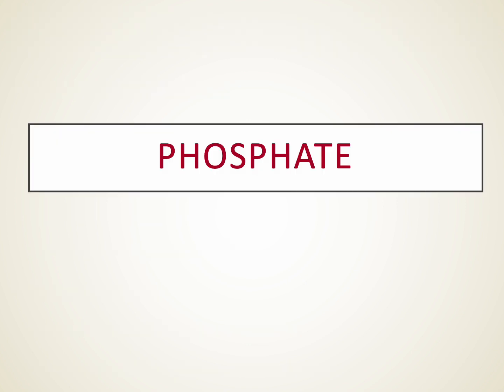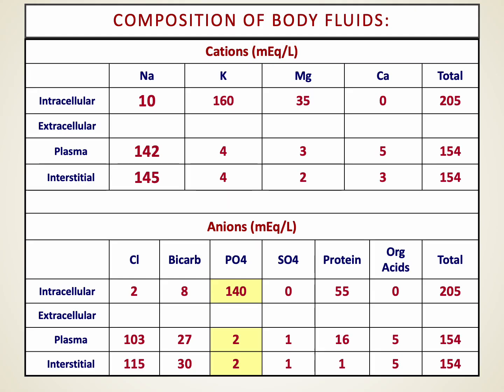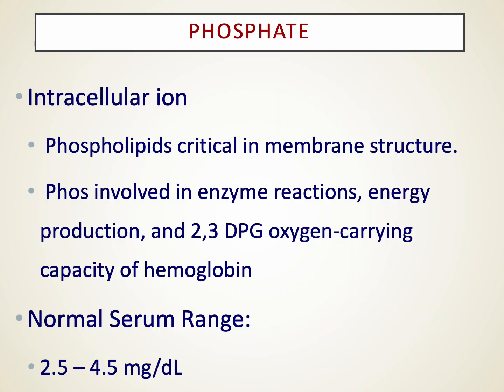All right, let's move on to phosphate. Phos, typically an anion, and most of it is intracellular. It is critical in membrane structure and enzyme activity. It's key in energy production. We think of ATP. P is the phosphate. It's related to the oxygen carrying capacity of hemoglobin, and its normal serum range is usually somewhere between 2 or 2.5 to 4.5.